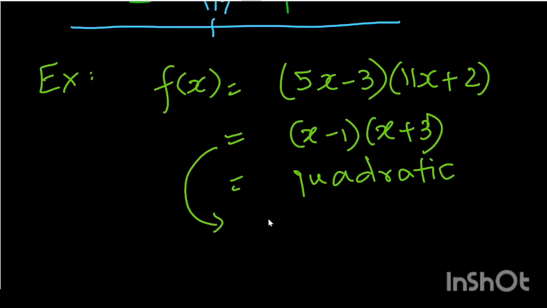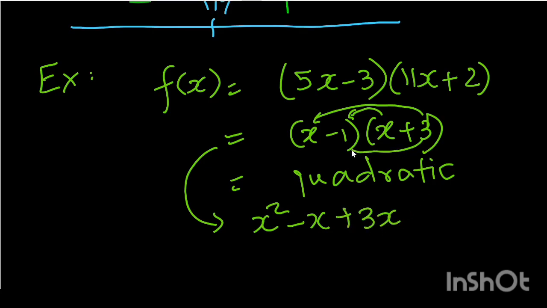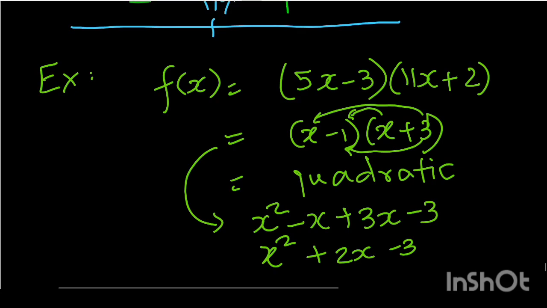Because if you solve this, if you multiply x into x square, then x is multiplied to minus 1, it becomes minus x, then 3 is multiplied to x, it becomes plus 3x, then 3 gets multiplied to minus 1, it becomes minus 3. So this is a quadratic expression in short. Even if you multiply 5x minus 3 into 11x plus 2, again you will get a quadratic expression, guys.